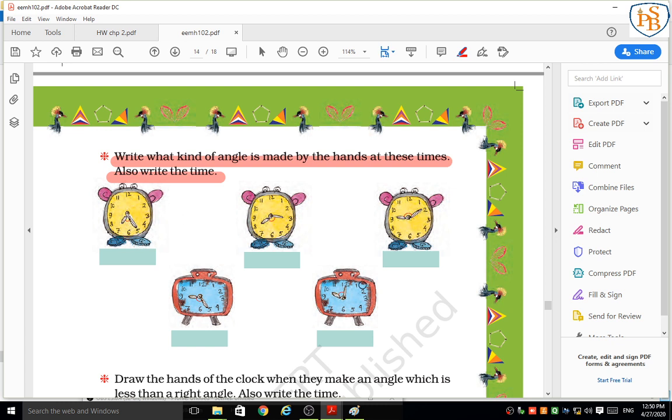1, 2, 3, 4, 5. So you have one homework: from these pictures of the clock you have to tell the time, what time it is, and also give the answer to what kind of angle is made by the hands at this time. So what is the time?